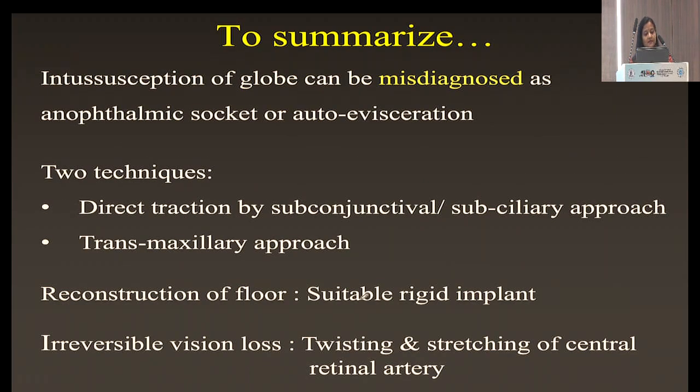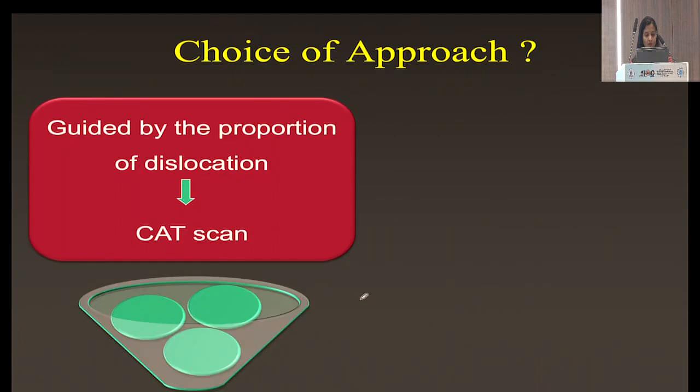To summarize, interception of the globe can be misdiagnosed as an anophthalmic socket or auto-evisceration. There are 2 techniques: either direct traction by a subconjunctival or subciliary approach, or a transmaxillary approach. Reconstruction of the floor needs to be done with a suitable rigid implant to prevent late dislocation again into the maxilla. And irreversible vision loss, as mentioned earlier, is due to either direct trauma to the optic nerve or twisting and stretching of the central retinal artery when the trauma has occurred.